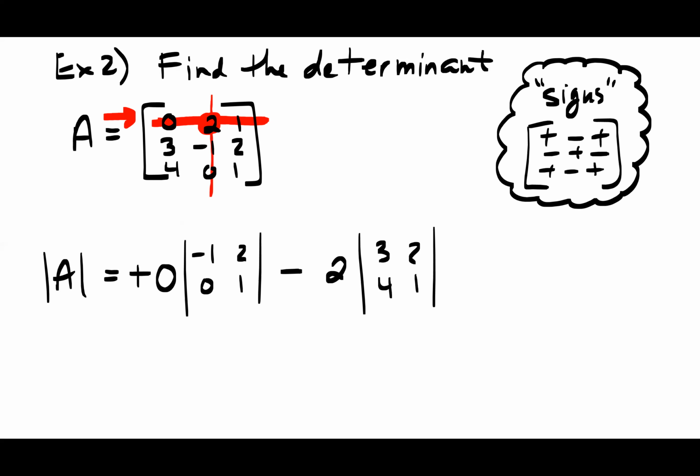Okay, let's see, what's my next sign? Sign is plus. My next multiplier, 1. And I move over again, and I move to this one now here. I get rid of this column, I get rid of the row. What are the leftovers?